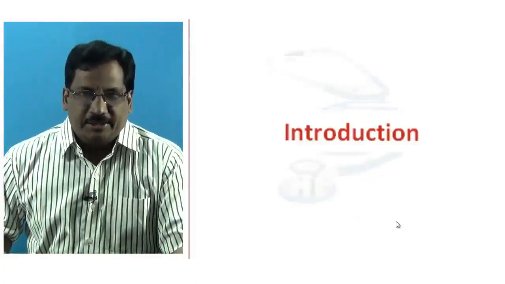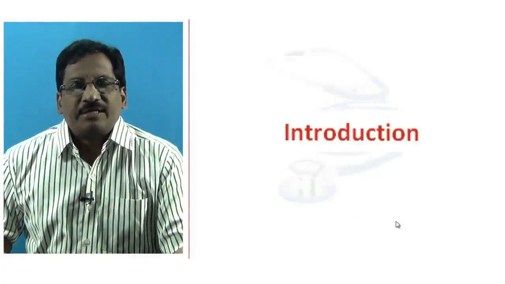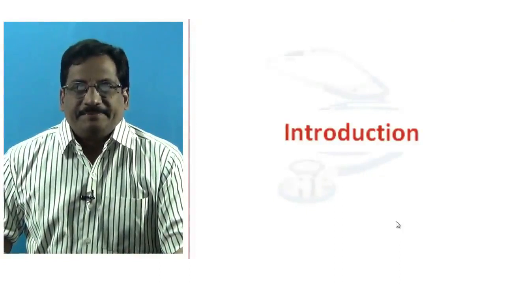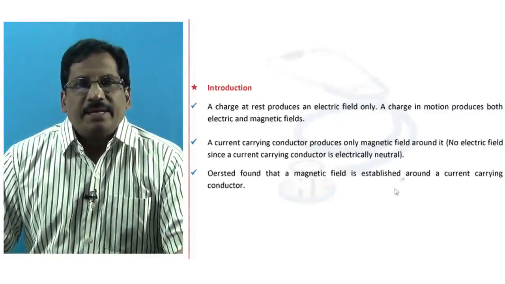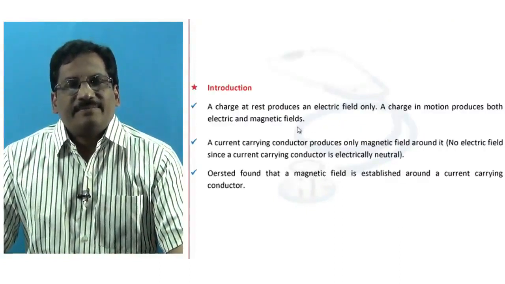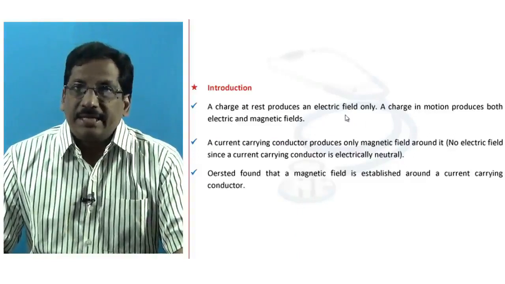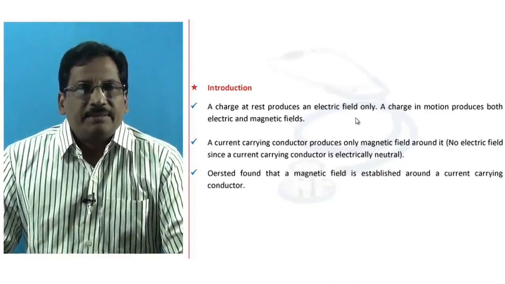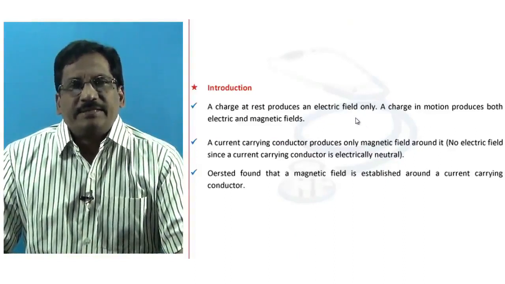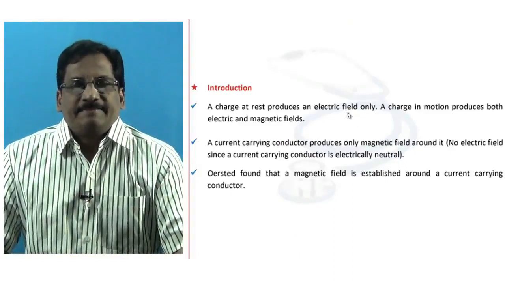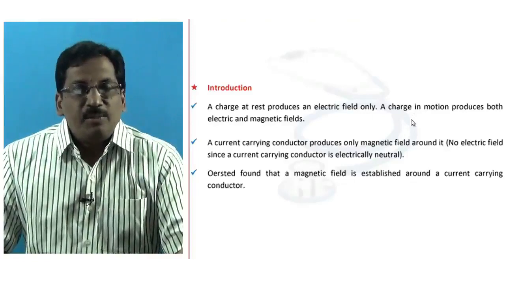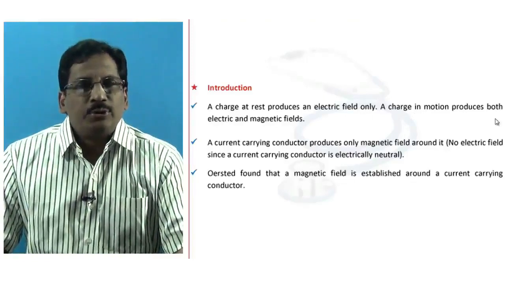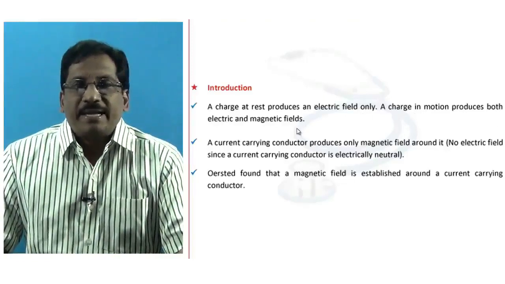A brief introduction for the magnetic effects of electric current. A charge at rest produces an electric field only. This we have studied in our very first lesson of electricity, electrostatics. A charge in motion produces both electric and magnetic fields.